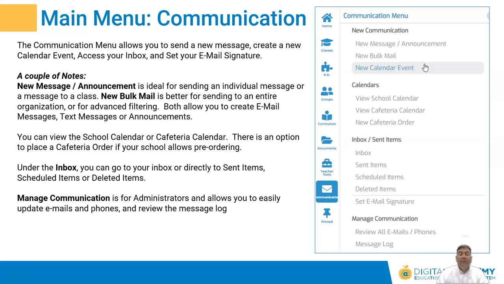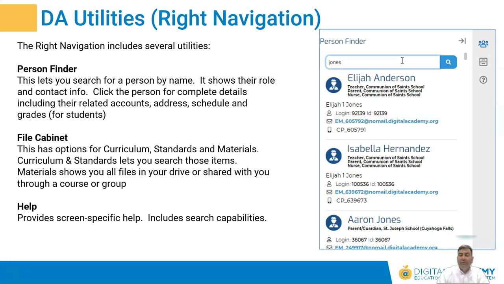And then you can jump into your inbox or your sent items, where you can click a message you sent and see if the recipient received it, and you can also see if they opened it and what time they opened it. All users can set their email signature, and administrators have options for managing communication, a screen to review and edit all emails, and a message log, which is useful when people are having a hard time receiving messages.